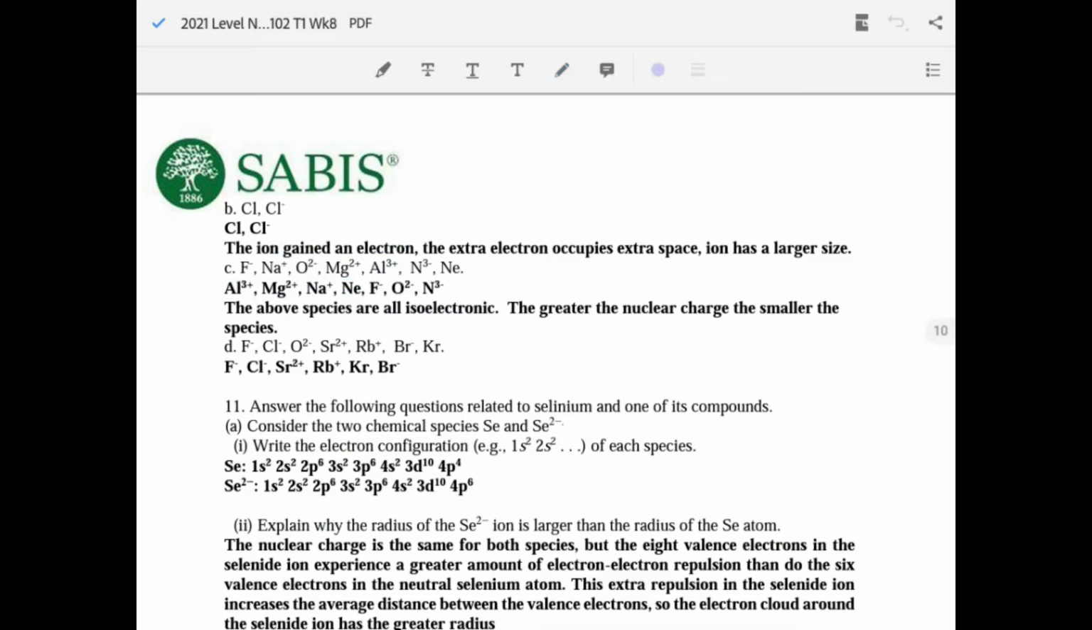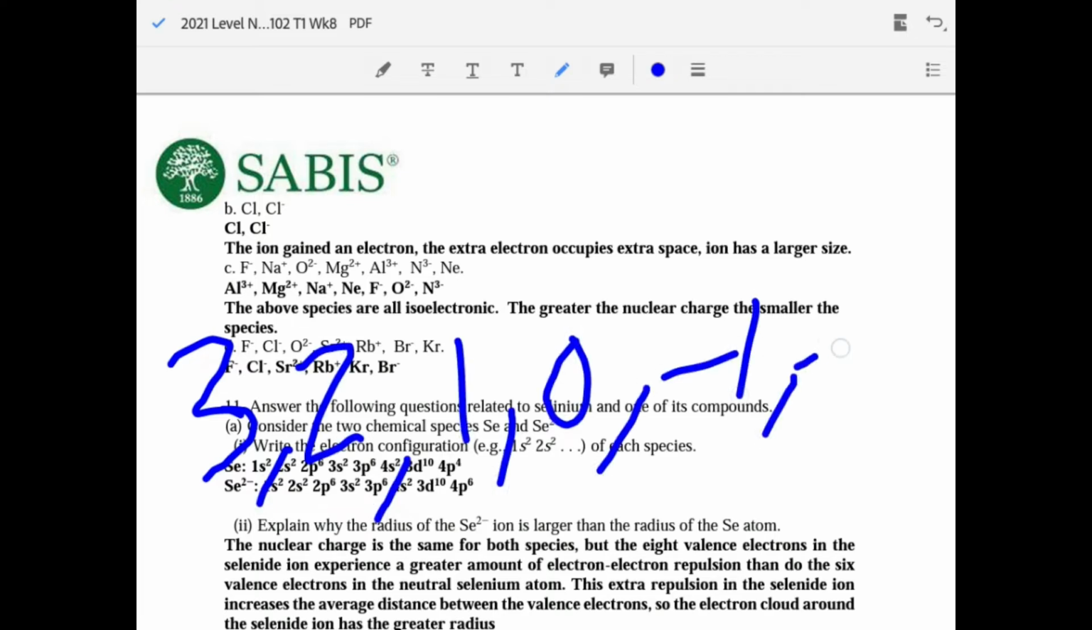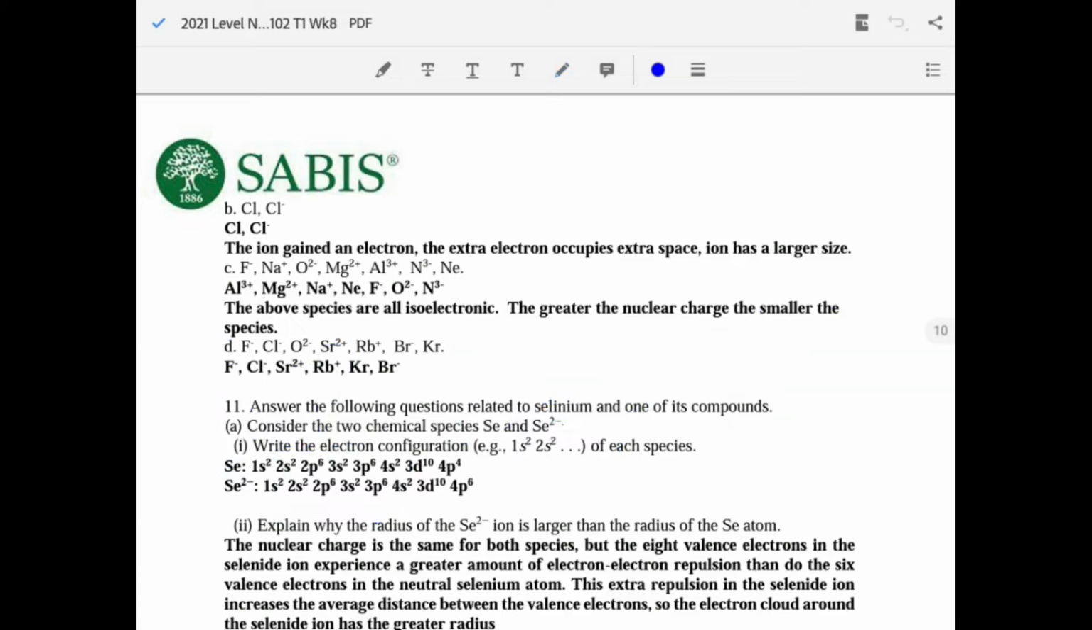then neon, then F minus, then O2 minus, then N3 minus. As you can see, it's decreasing in charge number. So 3, then 2, then 1, then 0, then minus 1, then minus 2, then minus 3.